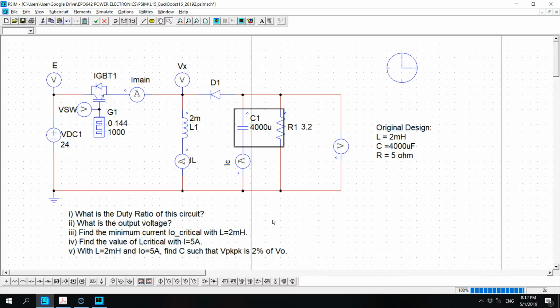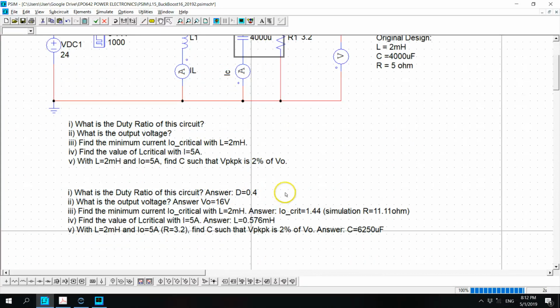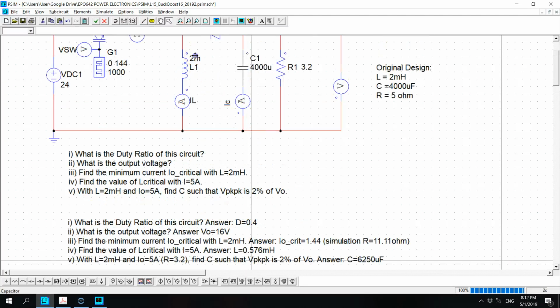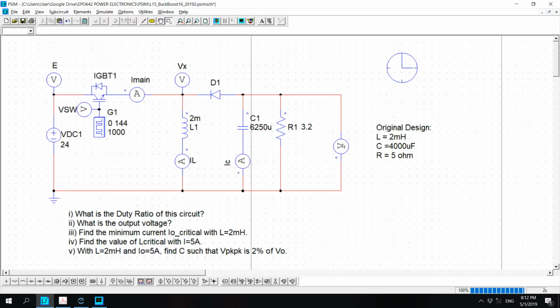And we want to have the peak to peak of 0.32 volt, and I already have the answer. It is 6250 microfarad. Very large capacitor, 6250 microfarad. So I'm going to change that to 6250 microfarad. Okay, and run the circuit, and we're going to measure the maximum peak and the minimum peak of the output voltage. Run again.